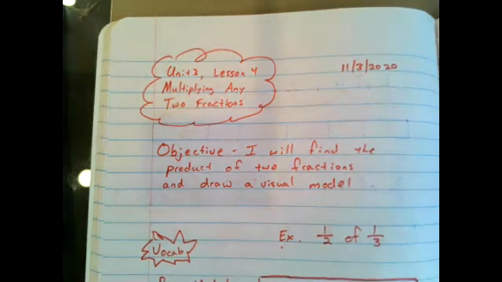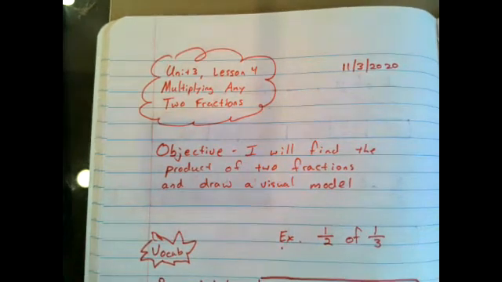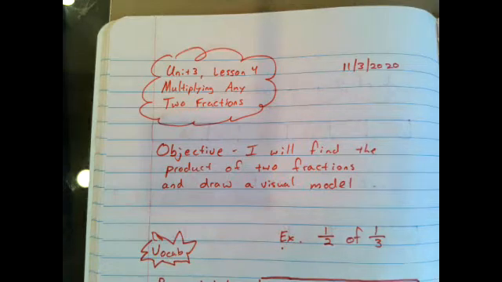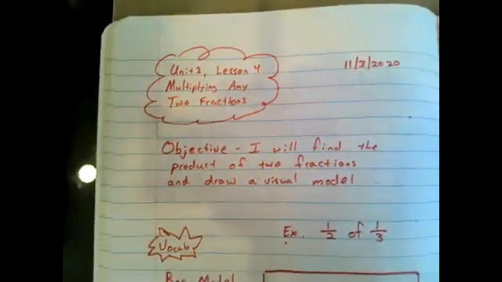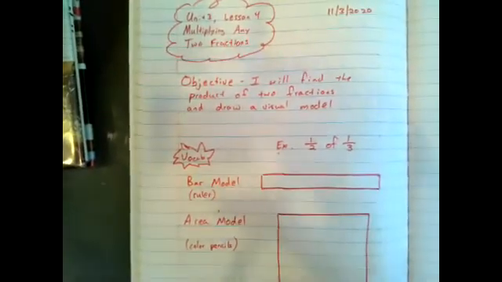Our objective today, I will find the product of two fractions and draw a visual model. Nothing too new here, so read it one time with me. I will find the product of two fractions and draw a visual model. I have two basic vocab terms here today. We are looking at bar model and area model.